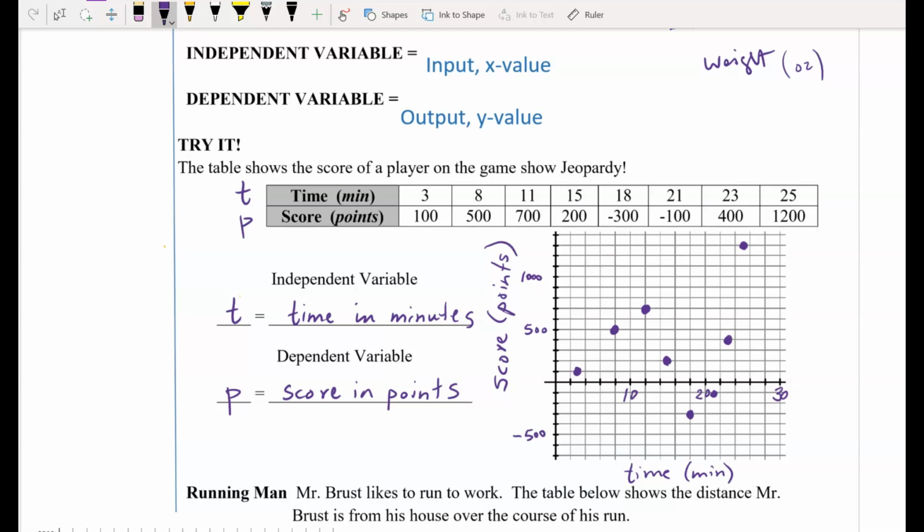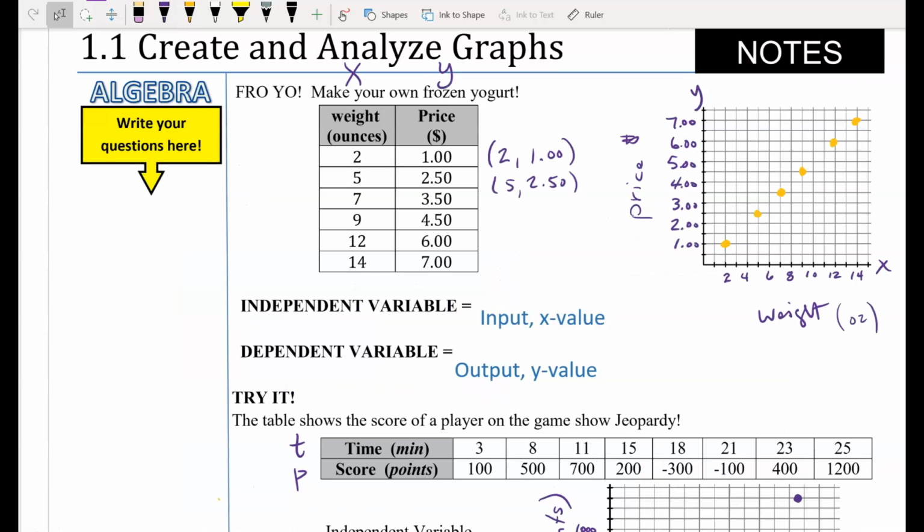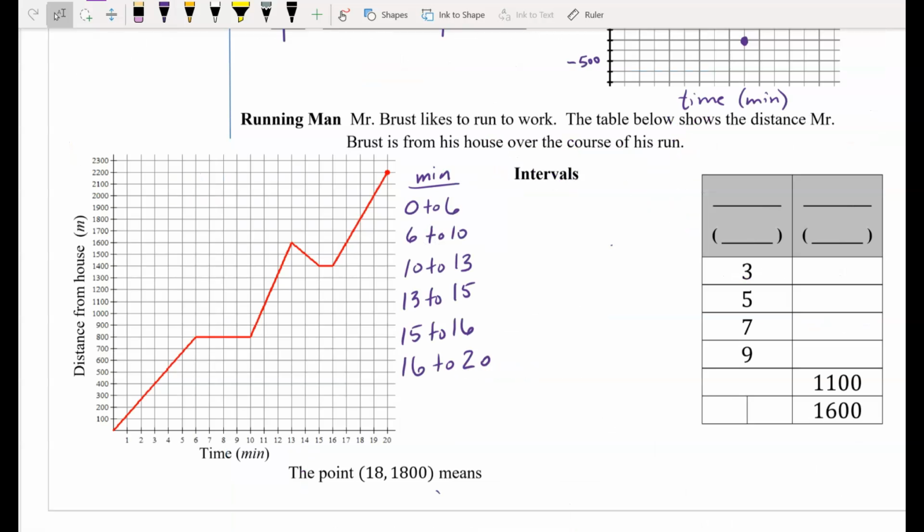It's tempting sometimes to want to connect these points, but remember, we don't know what's going on between time 3 and time 8. He may have gained a lot of points and then lost to 500, or he may have lost some points and then gained to 500. So do not connect the points in a scatter plot. Remember, you should be writing any questions that you have in this left margin so that we can answer those in class. Now let's continue to the running man problem.